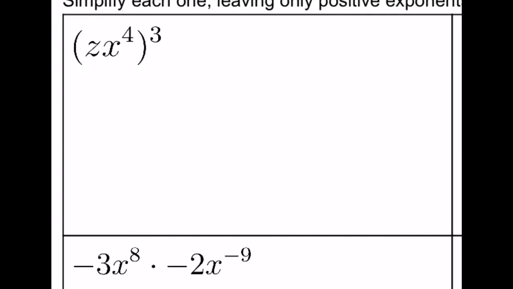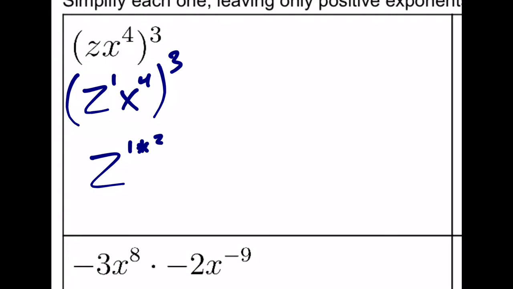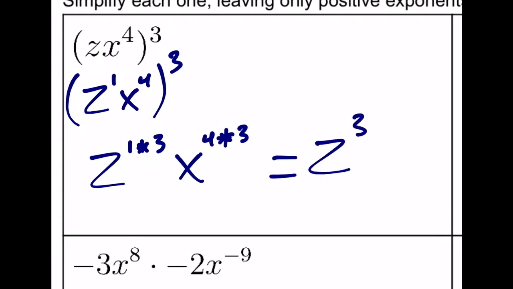This first problem uses the power rule, or powers to powers. And we have to remember that z is really z to the first. So we can rewrite the problem like this. It's almost like distributing the exponent, because z to the first is multiplied by 3, and x to the fourth is multiplied by 3. Our final answer is z to the third, x to the 12th.